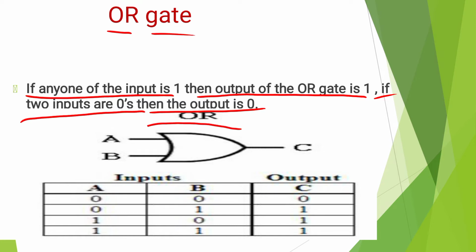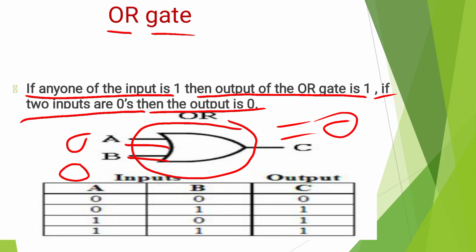This is the symbolic representation for OR gate. Here we have two inputs, one is A and another one is B. If both inputs are zeros, 0 0, we know the OR gate performs the addition operation, that is 0 plus 0 is equal to 0, that is output is 0. If the input is 1 0, that means 1 plus 0 is equal to 1, then output will become 1, which means if any one of the inputs is 1, then the output is 1. If two inputs are zeros, then only the output will become 0 in OR gate.